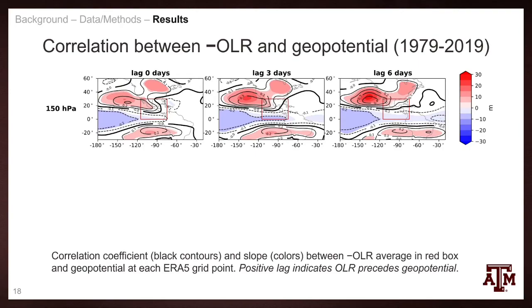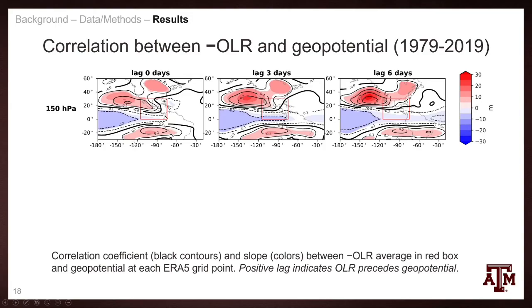Here I am showing the correlation coefficients between the negative of OLR and geopotential at 150 millibars. I'm taking the negative of OLR because when there is strong convection, there tends to be low OLR values, so negative OLR is proportional to convective strength. Here the black contours are correlation coefficients, and the colored shading is the slope of the regression, only plotted where the statistical significance is at 99%. So here I'm showing three different lags: 0, 3, and 6.